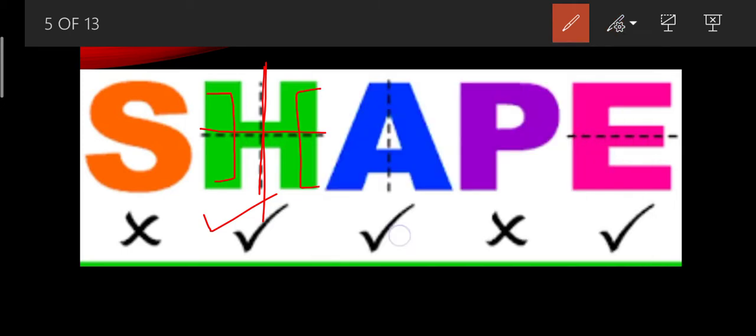Now let's check for another shape, A. This is the line of symmetry where this A is having the mirror image of this part, this way, right? So even this is having one line of symmetry.